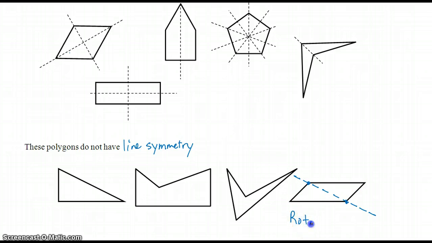It actually has rotational symmetry. If you remember, we talked about rotational symmetry in Chapter 1. If I rotate this shape around, it will line back up with itself, so it looks like I have line symmetry, but it's actually rotational symmetry.